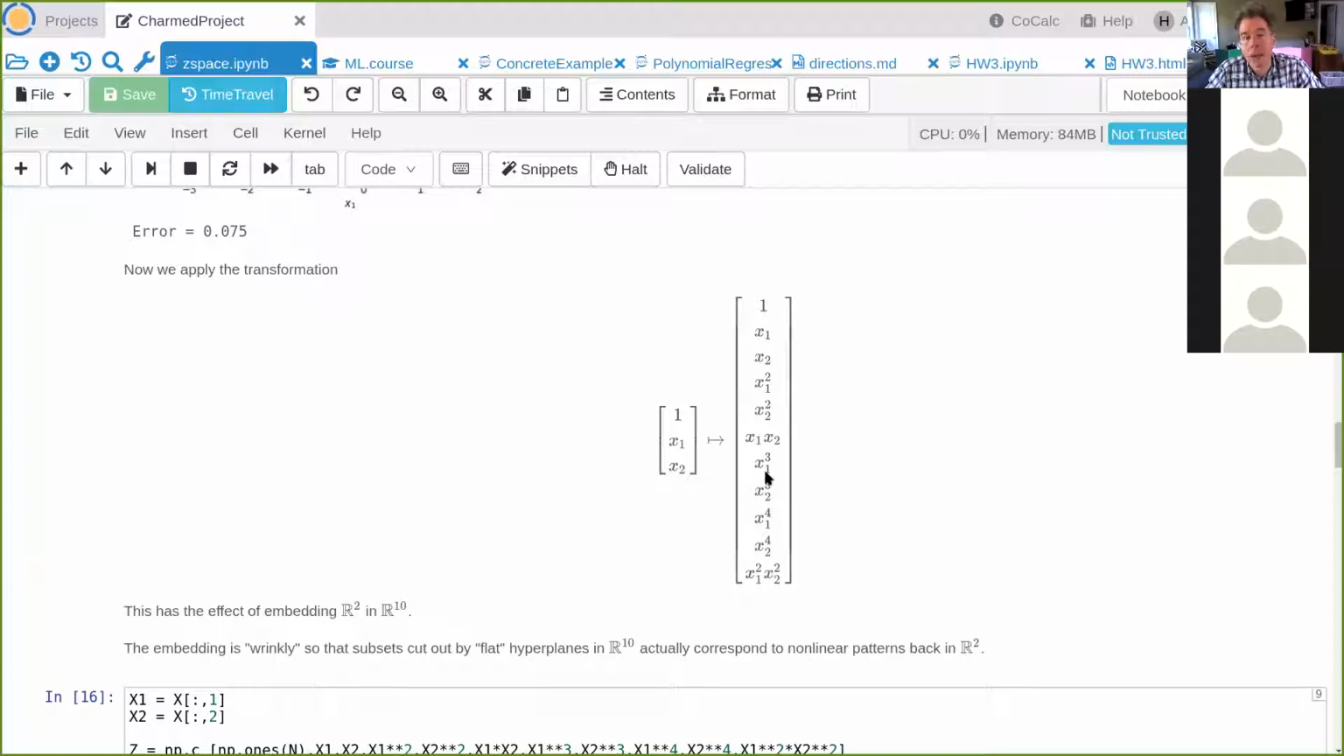Then we're going to add the first column cubed, the second column cubed, the first column to the 4th power, the second column to the 4th power, and the product of the squares of the first column and the second column.